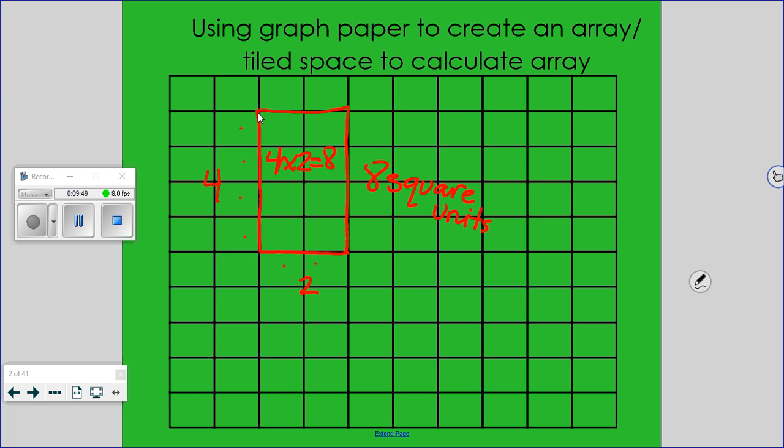And what that means is, inside that space, I was able to fit 8 squares. Does that make sense? I want you to write this down. Because you're going to see square units a lot, and it means I can put 8 squares inside whatever area I was measuring. So in this case, I have 8 squares.